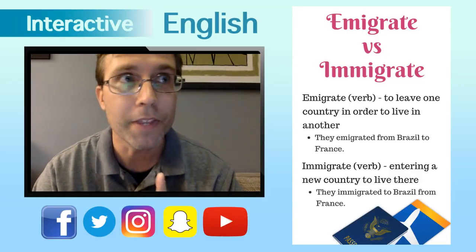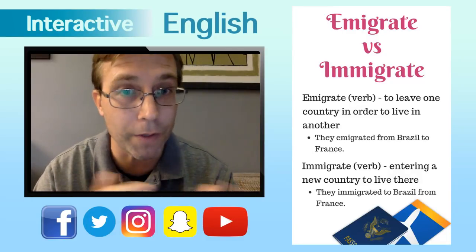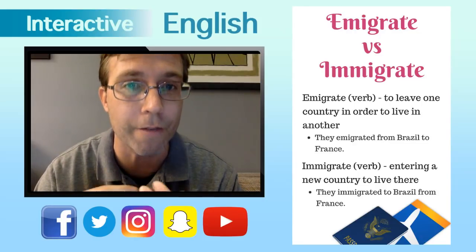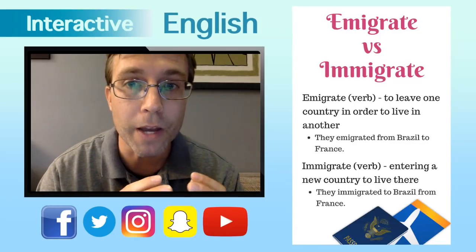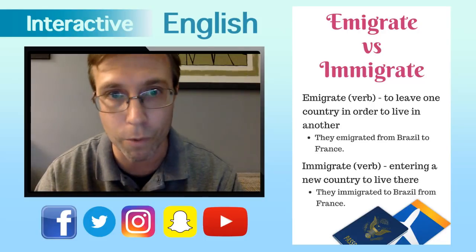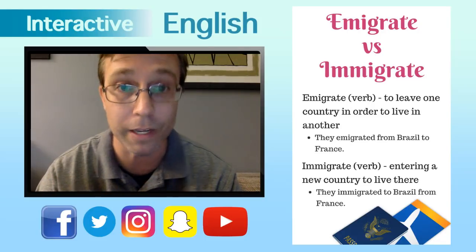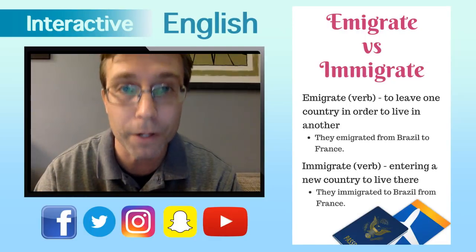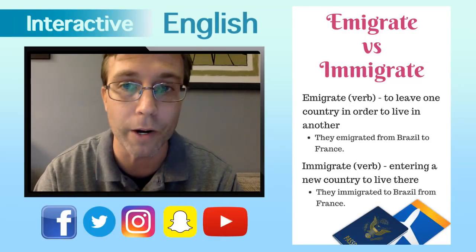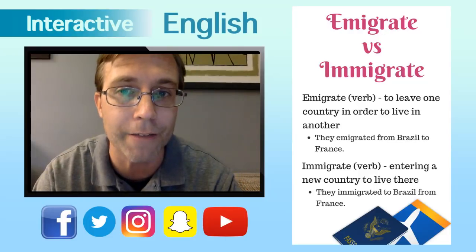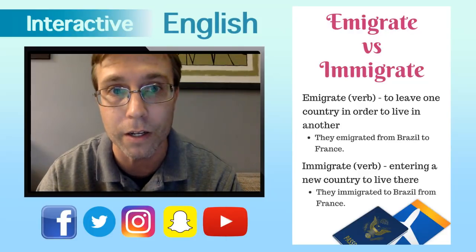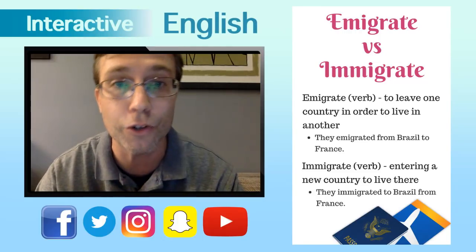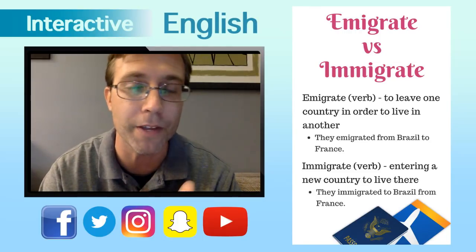All right. The key here, when you're talking about a difference between these two, is the preposition that follows. So you emigrate from somewhere. You are leaving this place and going somewhere else. You emigrate from somewhere, and you immigrate to somewhere. So in those sentences, like I have, they emigrated from Brazil. All right. They left Brazil. And the other one, they immigrated to Brazil. All right. That's where they were going.